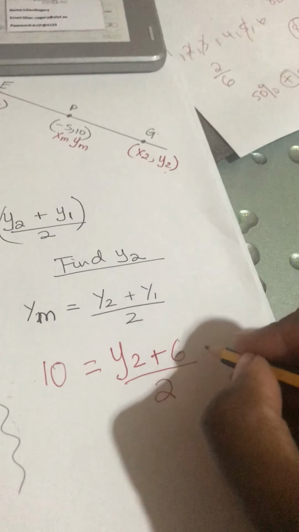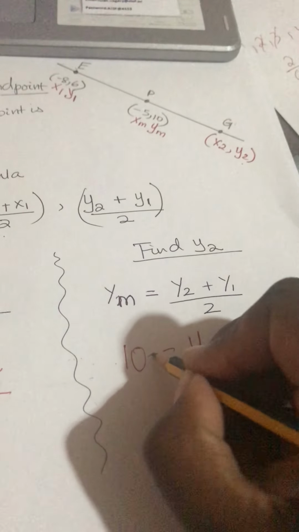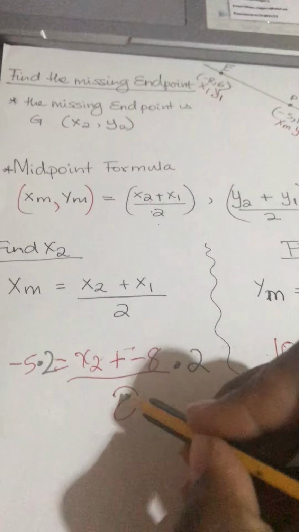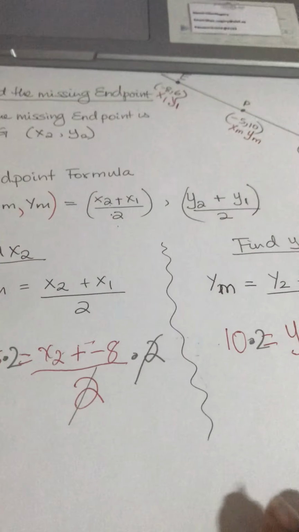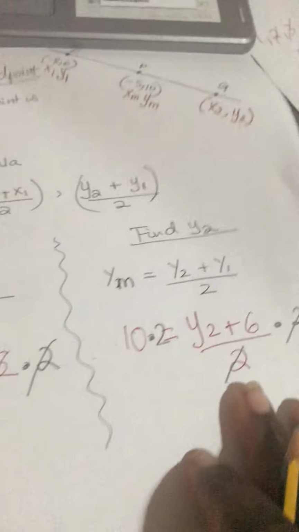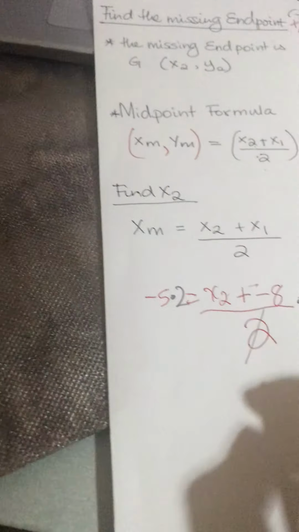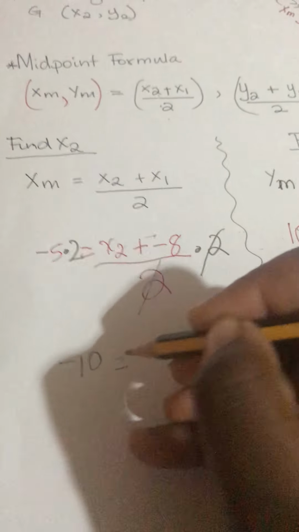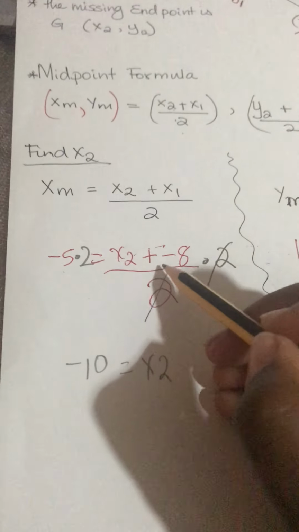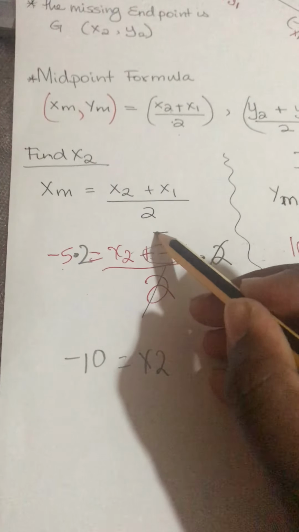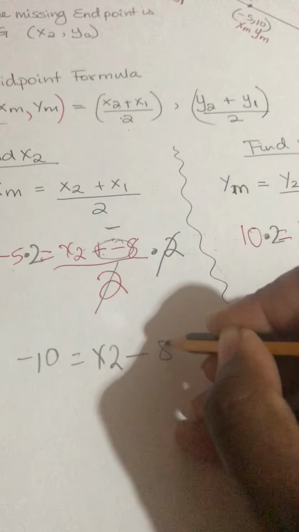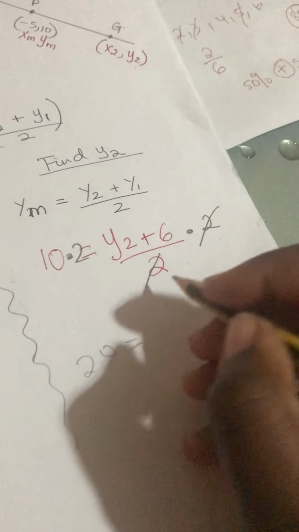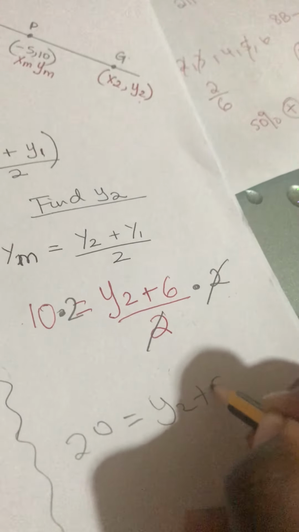So how do we solve this? Multiply both sides by 2. That is step 1. Multiply both sides by 2. The 2 in the fraction and the 2 in the numerator goes away. You can do 2 steps at the same time. You don't have to do one at a time. Negative 5 times 2 is negative 10 equals x2. And then this is plus and this becomes a minus. So x2 minus 8. And then on this side you have 20 equals y2 plus 6.